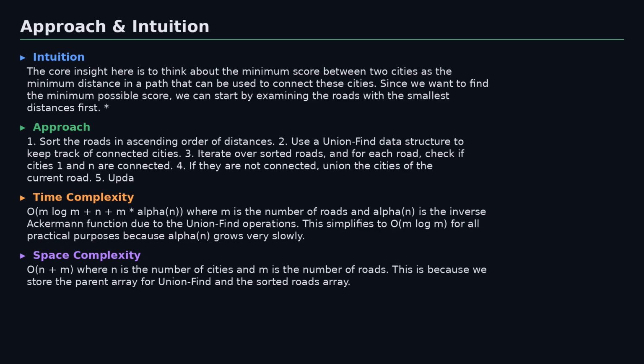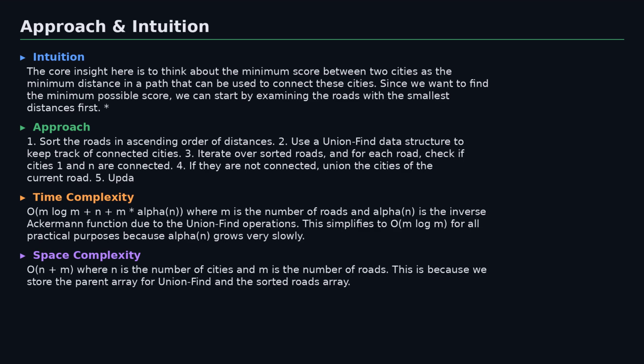As you examine each road, you check if the cities are already connected. If they are not, you add the road to your path, and you update the minimum score. This process continues until you find a path that connects city 1 to city n. And the minimum score is the minimum distance in that path.